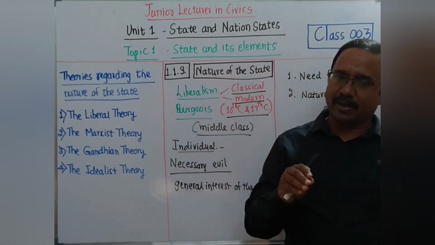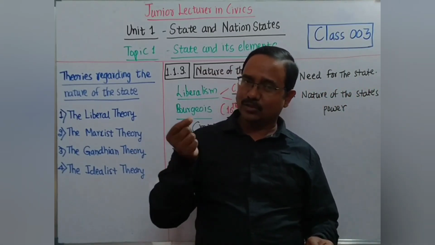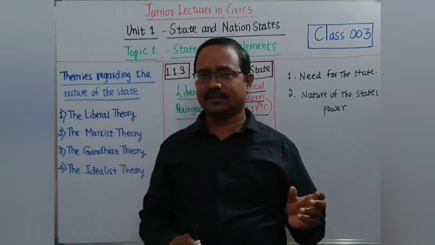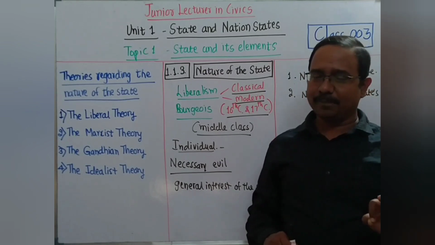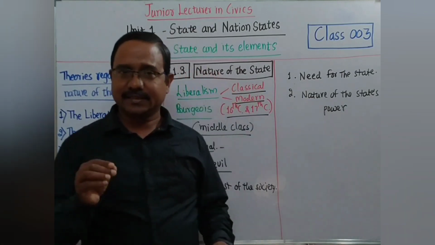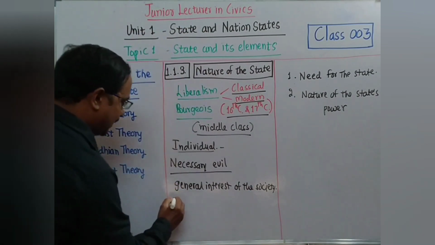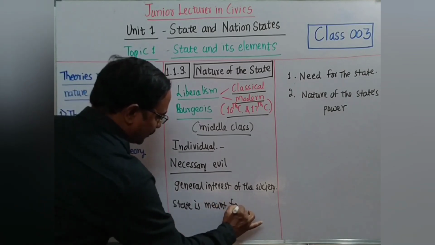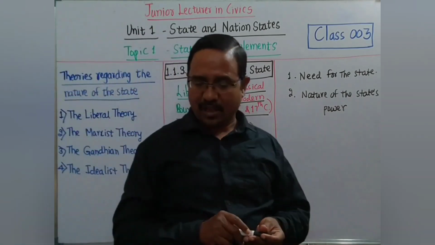The state is controlling man, and at the same time the state is contributing to the moral and social development of man. Liberalism has clear-cut ideas regarding the state and society. It distinguishes clearly what the state is and what society is. Here the state is meant for society only. You have to remember this point. According to liberalism, what is the state? The state is meant for society only. So the state is formed for the objectives of the society only.